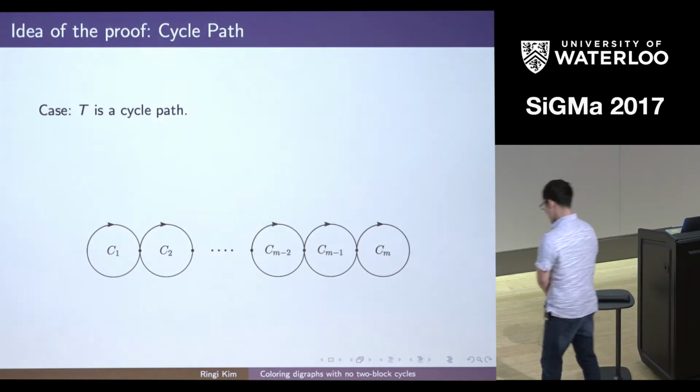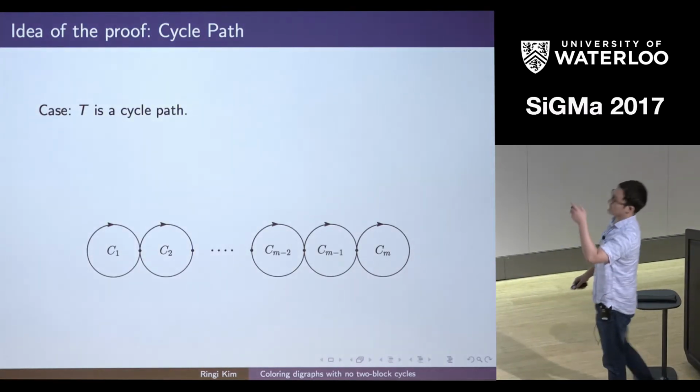Okay, next we consider this case. T is a cycle path.